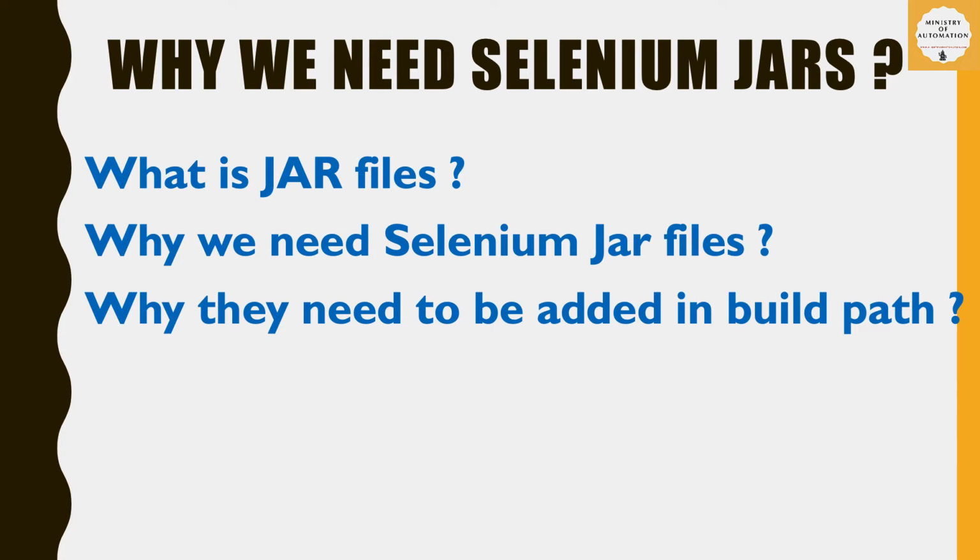In simple language, you are just giving an instruction by adding it in the build path: hey, when I'm running my code, it's not just my code that you have to consider, but I am consuming some methods which are in these jar files. So please make sure that you take the necessary steps required to compile that as well. That's why we add those jar files in the build path.